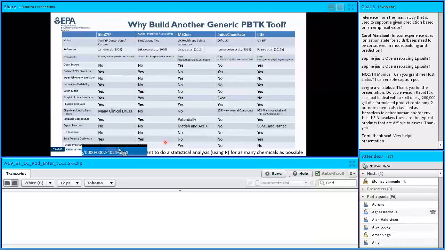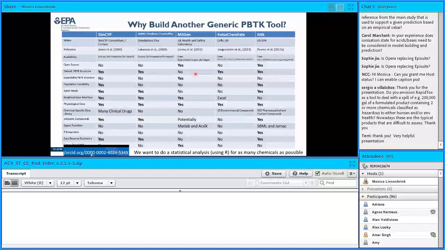So you might reasonably be asking yourself, why in the world did I build another generic PBTK model? And actually, initially, we did not build another one. Barbara Wetmore's initial work was all with SimCYP, and her first several papers used SimCYP. And SimCYP's a great product. ADMET Predictor, GastroPlus are great products. There's the model equation generator from the UK Health and Safety Laboratory, and there's something called Indus ChemFate. And then HTTK is on the right-hand side here. And I know there's other generic models out there.